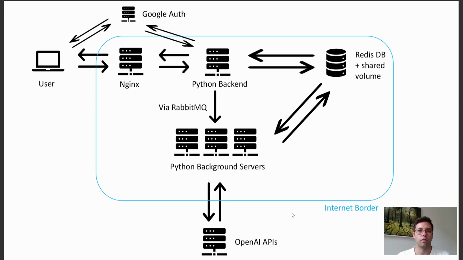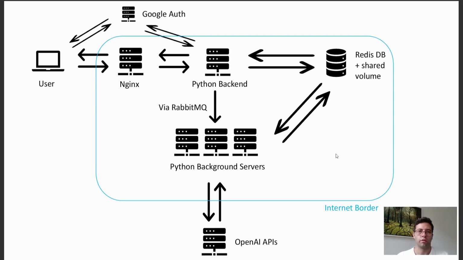So here you see a sketch of the architecture. You see the user on the left side, so the user uses a browser to access the website, and then you see all these things here. They are the components of my website, all the infrastructure that is required to run it, and all these things that are inside of this blue border, all these things are self-hosted. And everything outside of the blue border is accessed using the internet.